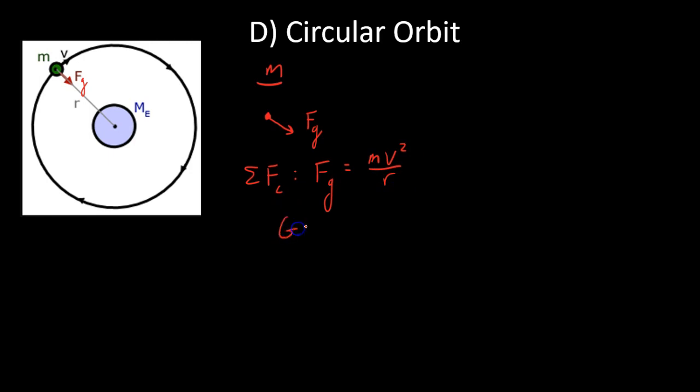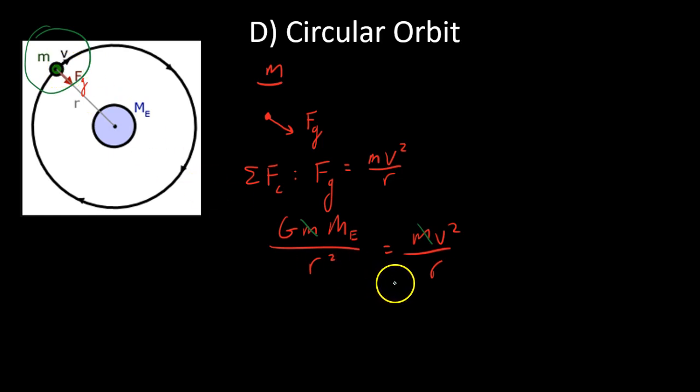And what's Fg? G, little m, big M, because that's this thing right here, divided by r squared, equals little m v squared over r. Couple things to notice. First, the mass of the orbiting object, this thing right here, actually cancels out from the equation. If I kept going and I solved for v, the speed of that object does not actually depend on how massive this thing is. It depends on how massive the Earth is in this example. It depends on how far away you are, but it doesn't depend on how massive this object is right here. Okay, that's the first thing to notice.